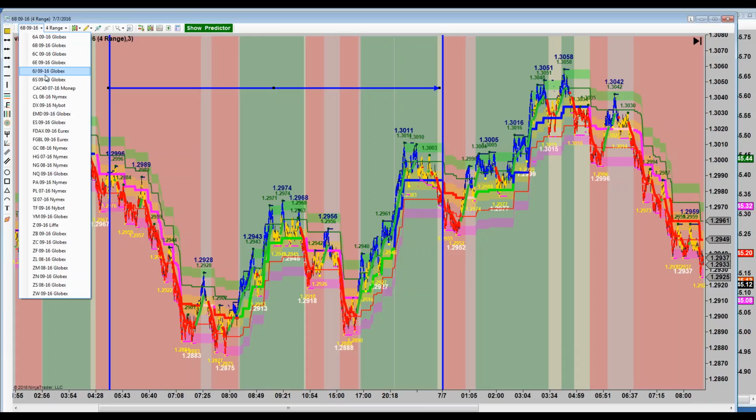Before you start trading the currencies, you want to double check the margin requirements with your broker. Make sure you have sufficient capital to trade those, especially if you're going to do multiples. These tend to move in the Asian session really well, 6A and 6J, the Japanese yen and the Aussie. And that's later in the day.